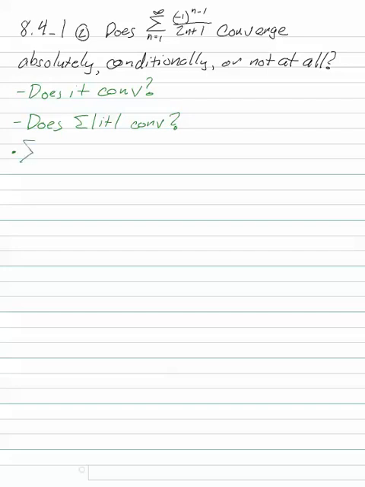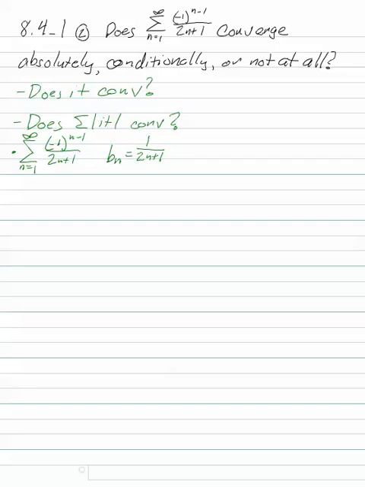So, to answer these two questions, we're going to start with the original series. I'm going to use the alternating series test because I see the alternating (-1)^(n-1). From n equals 1 to infinity, (-1)^(n-1) over 2n plus 1. We're going to consider b sub n, if you're calling the series a sub n, to be the same thing without the negative. So 1 over 2n plus 1.